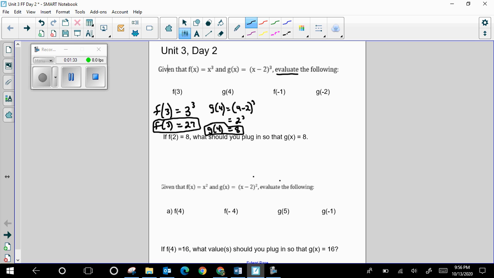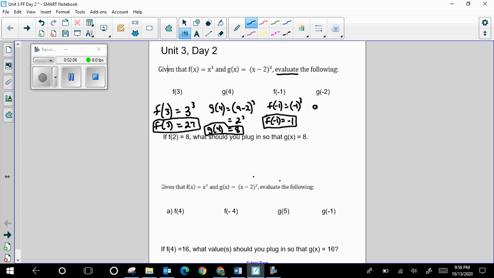All right, so now negative 1. Negative sometimes can be a little tricky. So we have f of negative 1. Whenever you're substituting a negative number, you should always put parentheses around it. So f of negative 1 is equal to negative 1 times negative 1 times negative 1, which is negative 1. So remember, a negative number to an odd power is always a negative value.